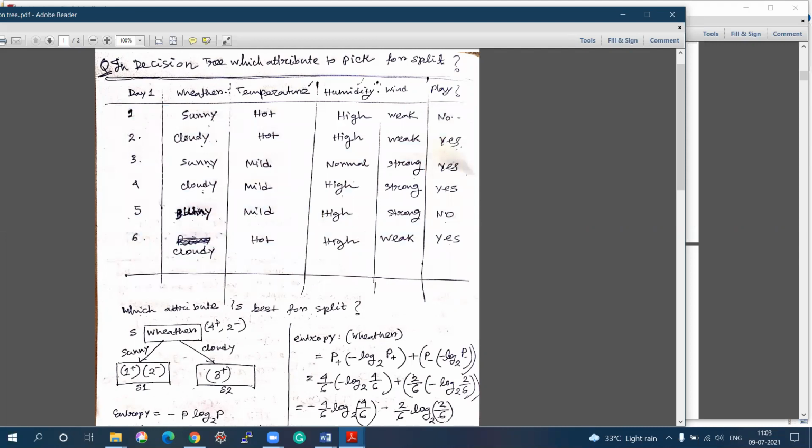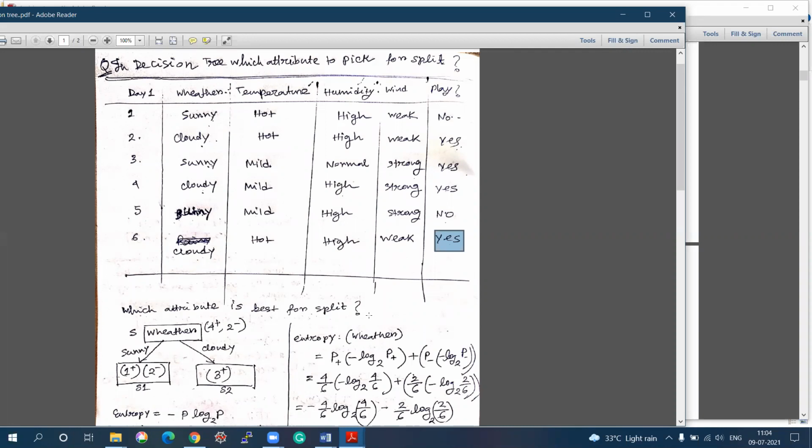So is cloudy. So how many cloudy values are there? 1, 2, 3. There are 3 cloudy values. For each of the cloudy values, what are the entries in class level? So here you are getting yes. For this cloudy, you are getting yes. For this cloudy, you are getting yes. So yes entries. So this is quite a definite value. That means we are not getting any other value. Like we are not getting any negative value.